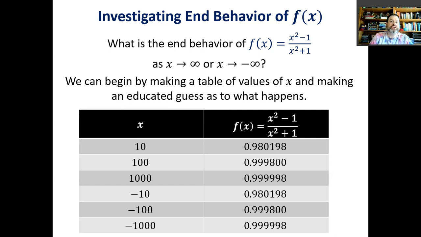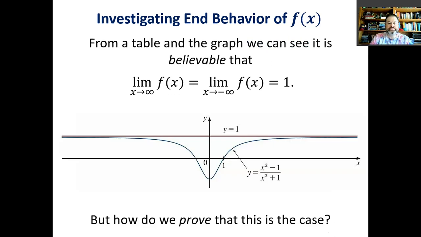So again, we could try to use a table by plugging in numbers, and just looking at the table, it certainly looks like the limit of the function is 1, but that's not a proof. The graph certainly makes it look like the limit of this function is 1. But we need to develop some algebra methods to prove that this is in fact the limit.